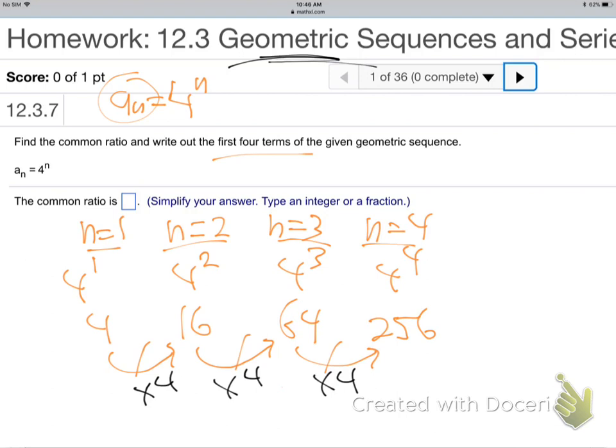It's up a level. And they want to know not the common difference, but the common ratio. So that's the 4. And it's called ratio because if you divide any number over the previous number, 16 over 4, you get 4. Don't you? Is that all they want?